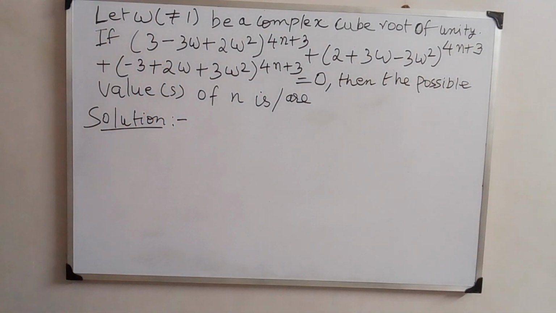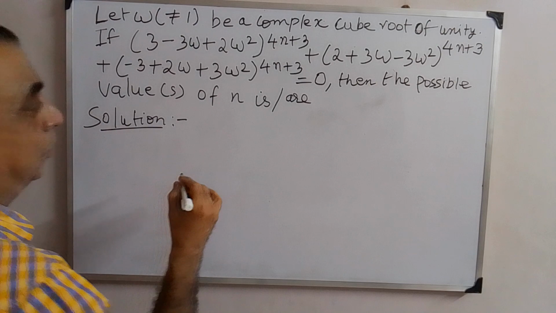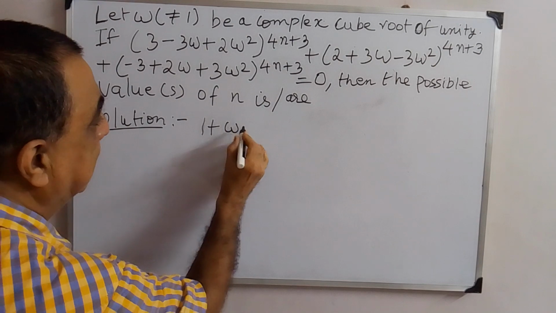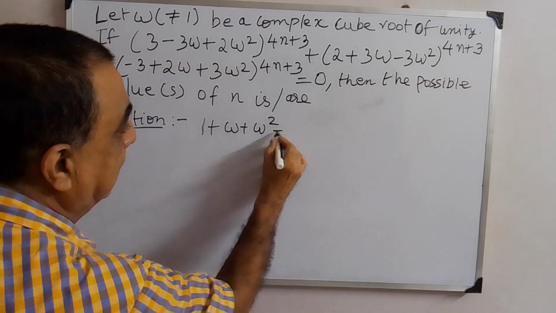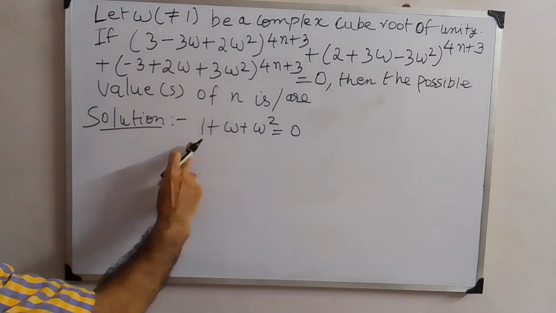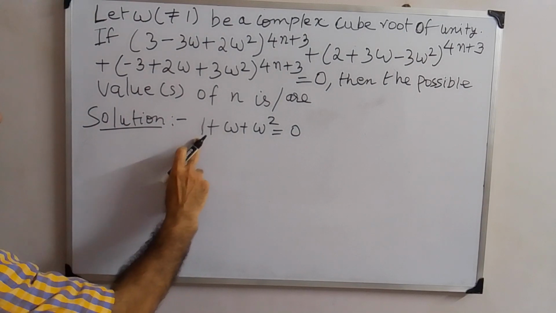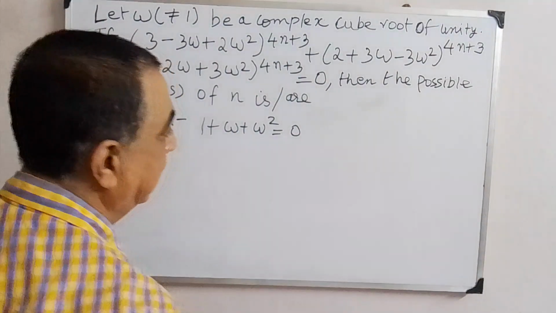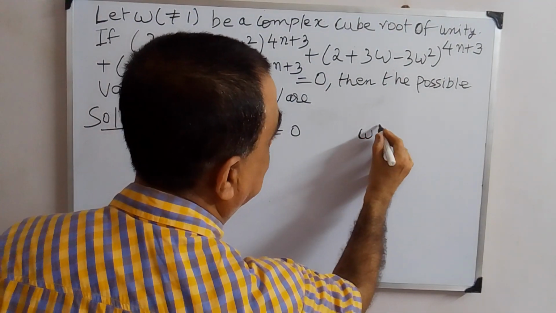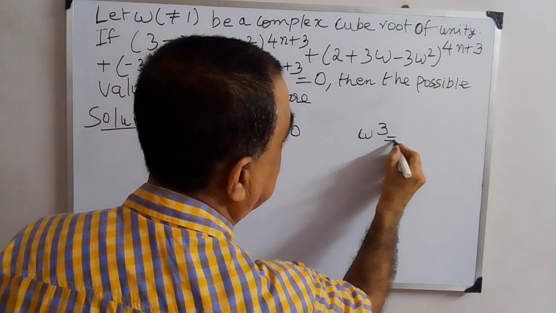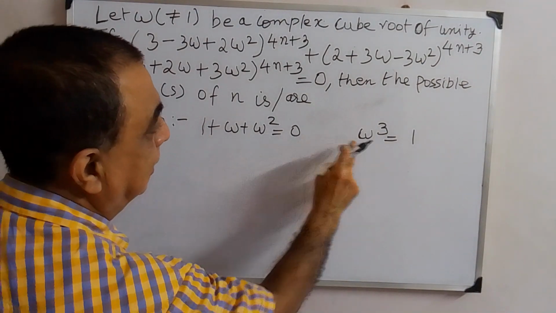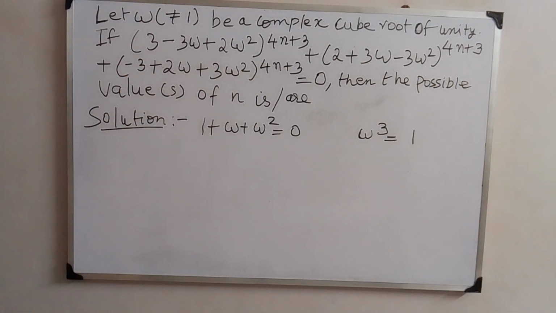Now see, the knowledge you need is that 1 plus omega plus omega squared is equal to 0 if omega is a complex cube root of unity. And one more piece of knowledge you need is that omega cube is equal to 1. These two facts you need for solving this problem.